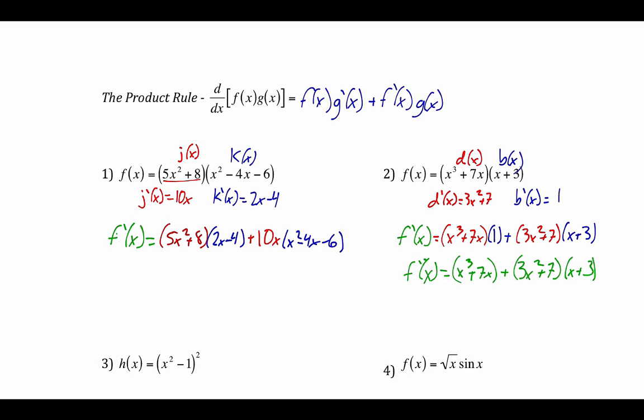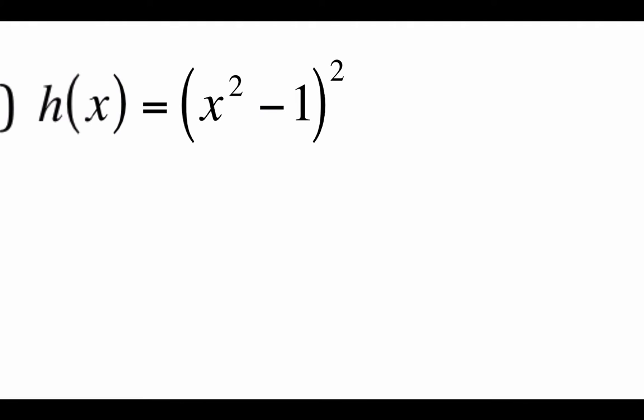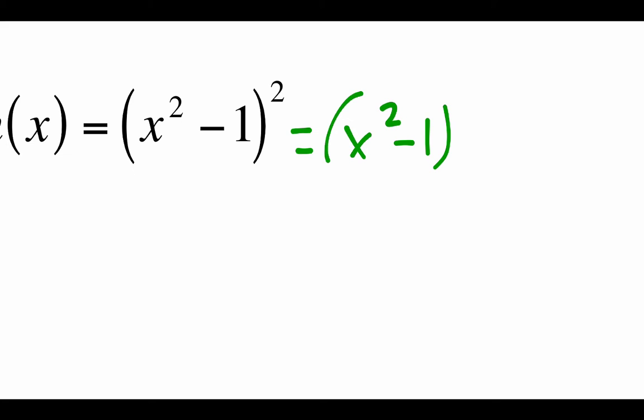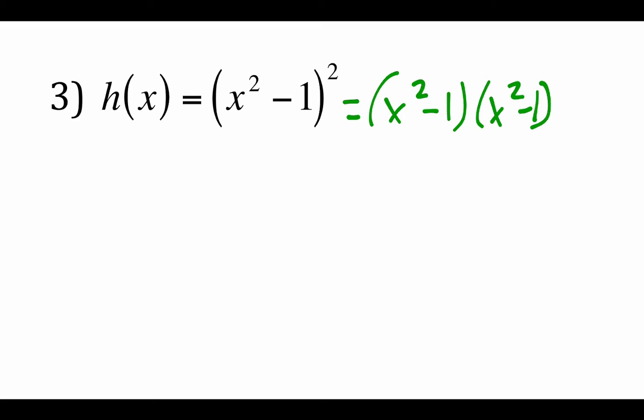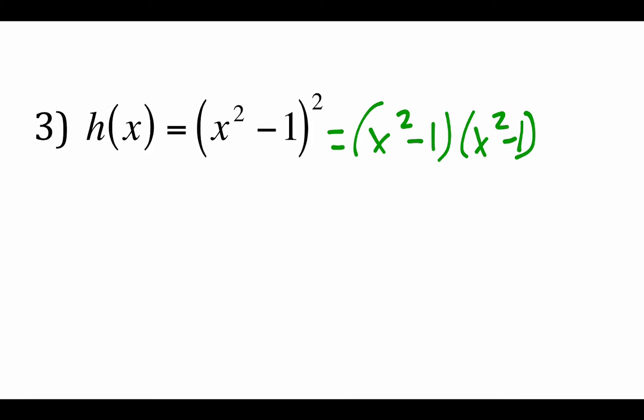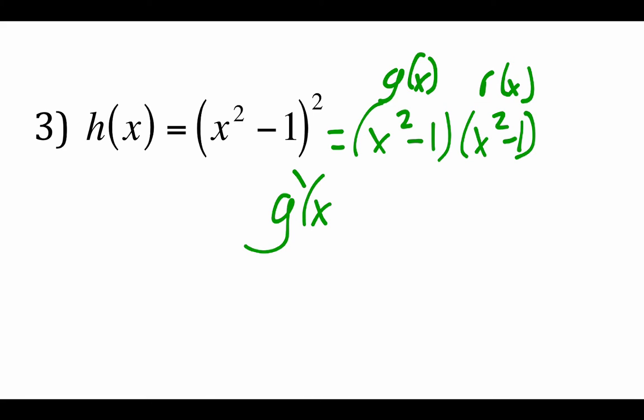Now, number 3 initially doesn't look like it's a product, but it is, because x squared minus 1, squared, really means x squared minus 1 times x squared minus 1. So if we're doing the derivative of the first one, I'll call these g and, I don't know, r. I'm just making up letters now. I'm going to stop color coding so I don't have to keep flipping inks. We got g prime of x would just be 2x, and r prime of x would also be just 2x.